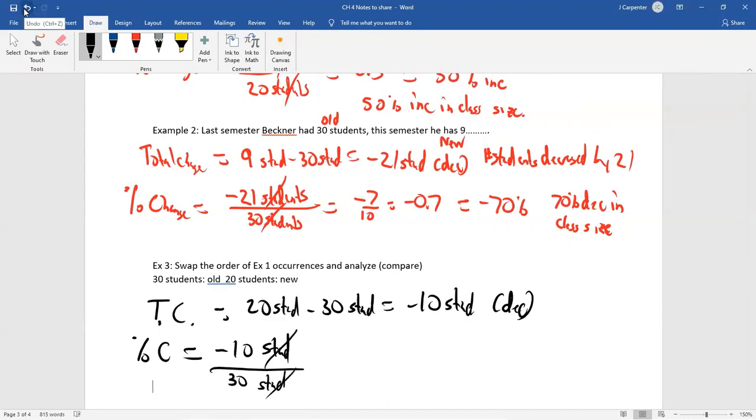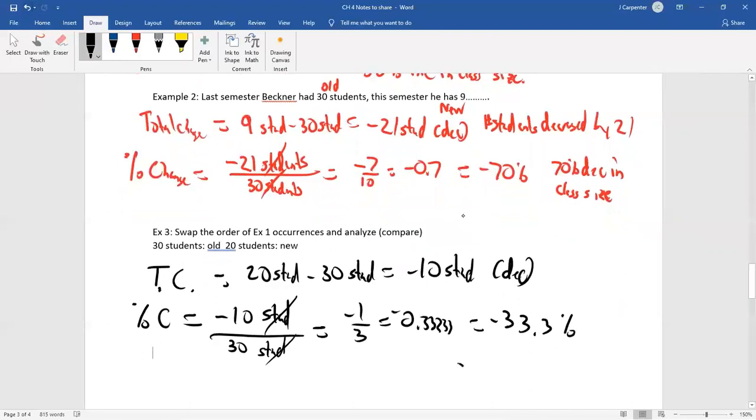The students cancel. 10 over 30 turns into 1/3, so that's negative 1/3, which is 0.33333, which as a percentage is negative 33.3%. There we go. So that's a 33.3% decrease in class size. Look at this number. So the total change was basically the same. It's just one was positive, one was negative.